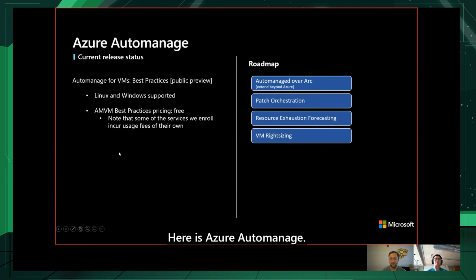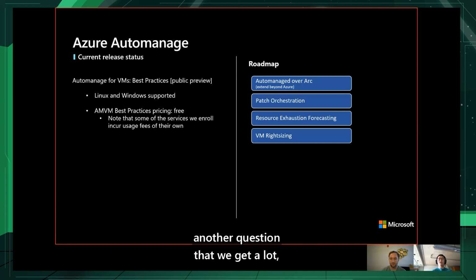All right, so here is Azure Automanage. We're currently in public preview for both Linux and Windows, and our pricing is another question that we get a lot. We are a free service, so we don't charge anything to use Automanage VM best practices, but note that some of the underlying services we enroll will incur some usage fees. So again, if you're using the production environment, for example, on a virtual machine, you'll get charged a little bit for the Azure Backup Vault storage, and a tiny little bit for monitoring metric storage.